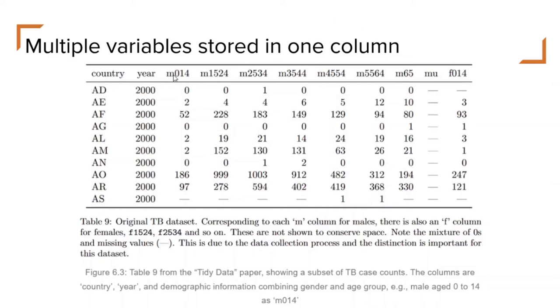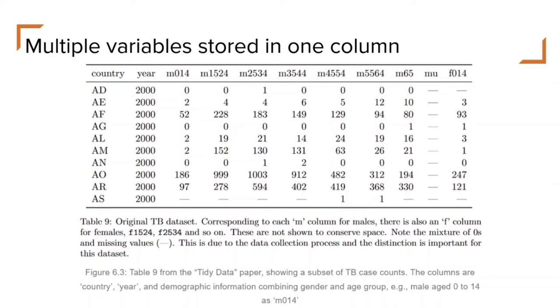And up here in the columns, this M014, et cetera, stands for males age 0 to 14. And then you have males age 55 to 64, or males 65, or male unknown. And then you have the same set for female. Why would you want data in this format? Honestly, if it makes your data collection easier, you can do it this way, but we'll show you how to make it into tidy format.